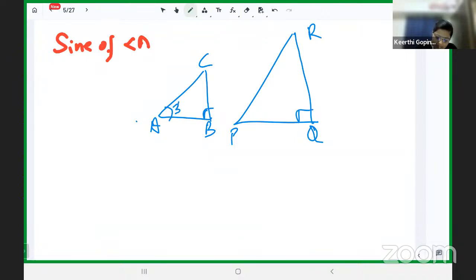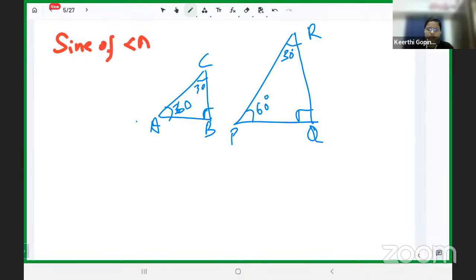This one, let it be 60 degrees. This is also 60 degrees. And this is 30 degrees. This is 30 degrees. Here you can see that in these two triangles, all the angles are equal, right? All the angles of these two triangles are equal. Even though the sides are not equal, all the angles are equal. So what can you say about triangle ABC and triangle PQR?